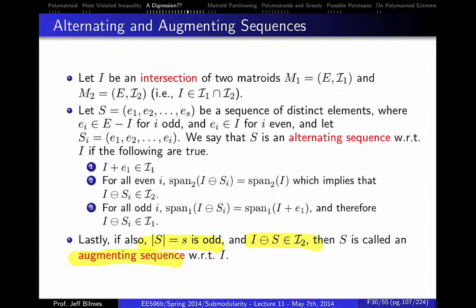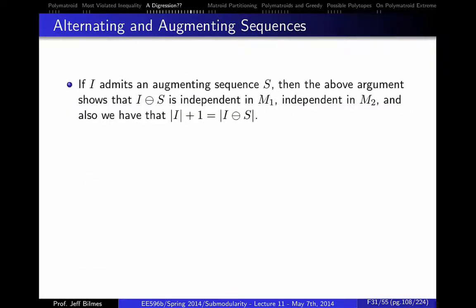So that means that since it's odd, I think I have this in the next slide. Oh, yeah. So since it's odd, I symmetric difference S is going to be 1 bigger than I. So the augmenting sequence is always going to be such that when you take the symmetric difference with I, we're increasing the size of the independent set by 1.